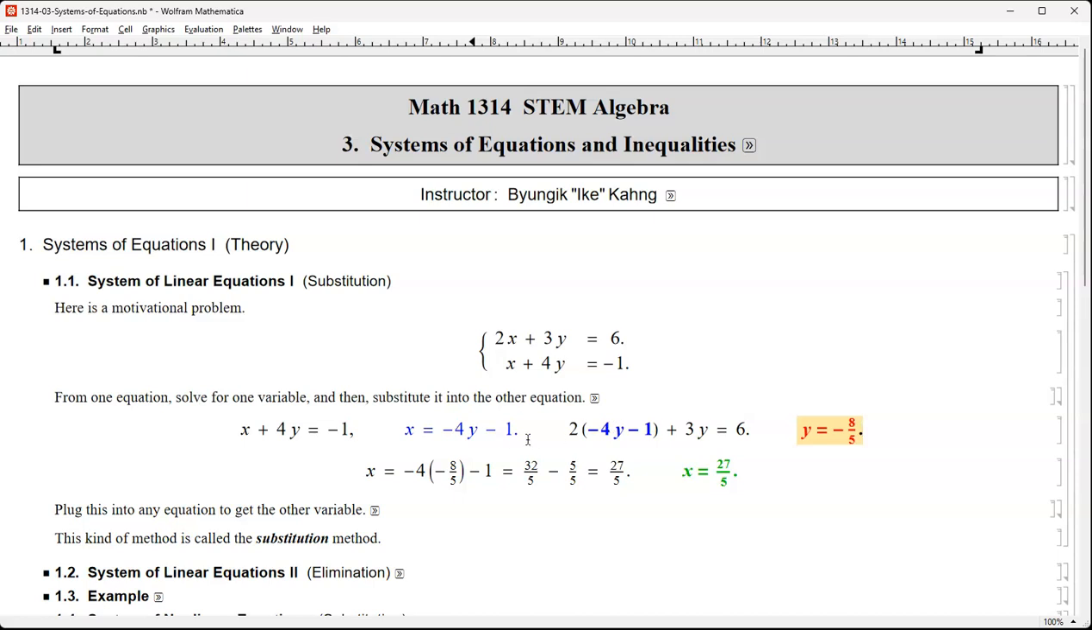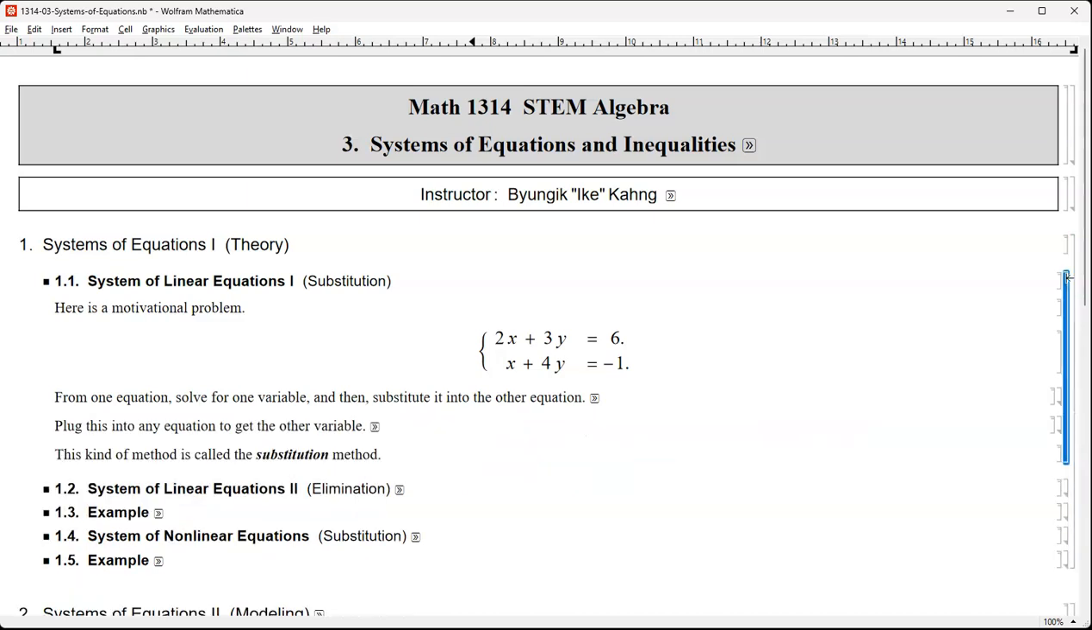And the intermediate step here, solving for one variable and substituting it into the other, that too is highlighted, and I use blue for that. That is a key part. Solve for one variable and substitute it into the other equation. This kind of method is called the method of substitution. Shall I do a practice? Okay, let's go ahead and do a practice.